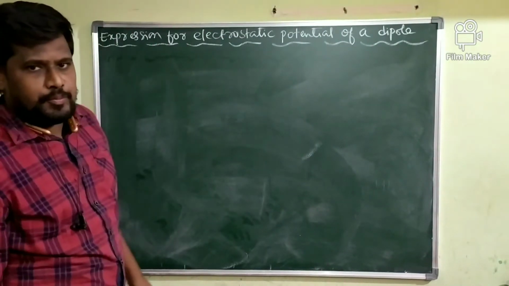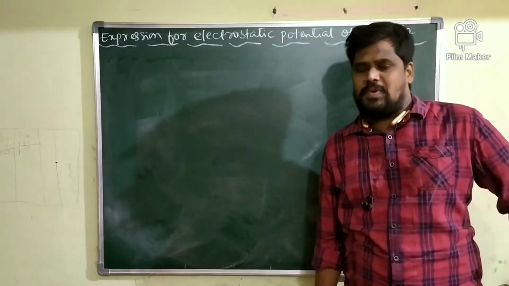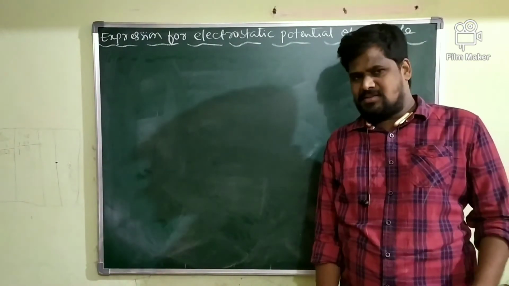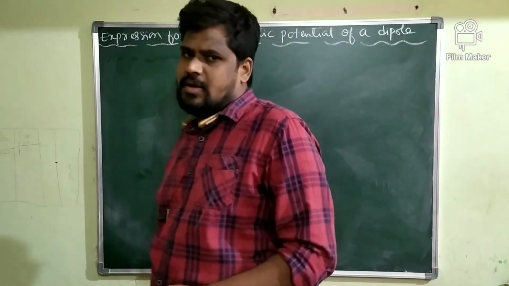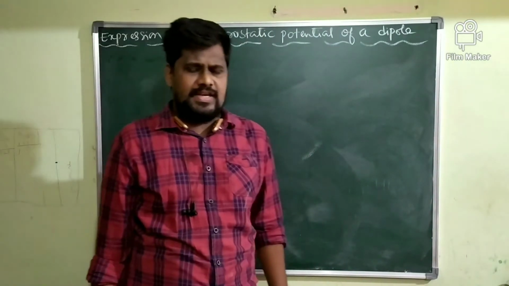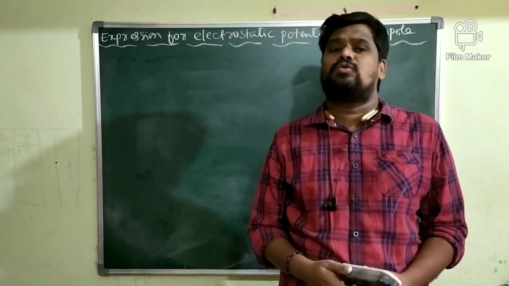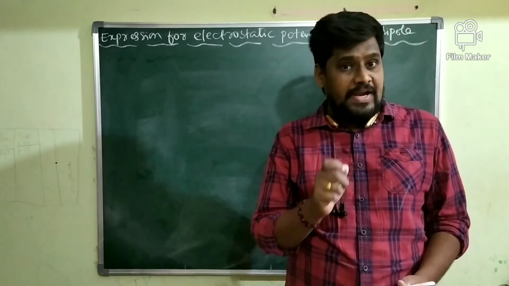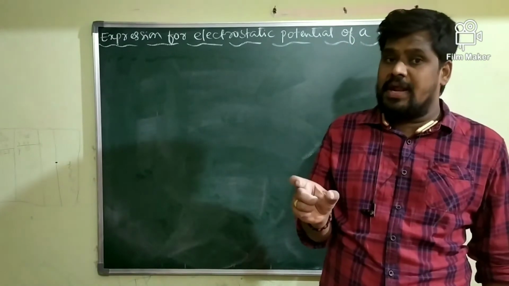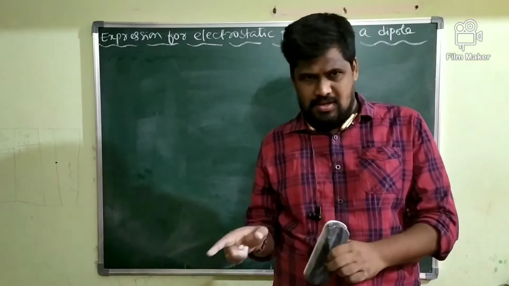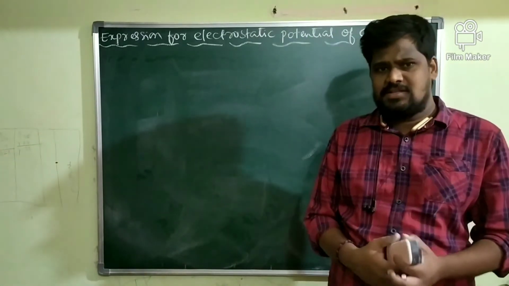Will you tell me what is dipole here? Two equal and opposite charges separated by small distance. A system consisting of equal and opposite charges separated by small distance, we will call it an electric dipole. What is the distance between the two charges of a dipole? Minus q charge and plus q charge of a dipole is separated by a distance of what? 2a. The distance between the two charges of the dipole generally we are taking as 2a.